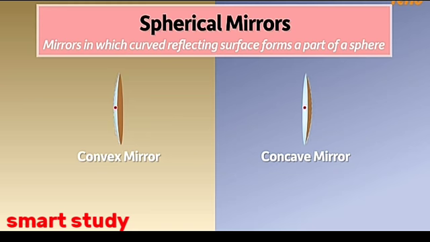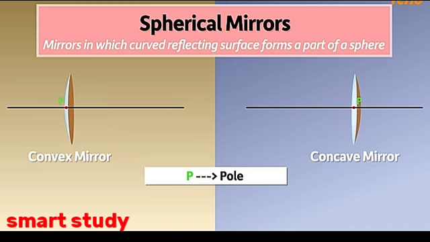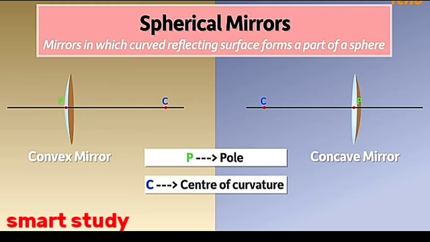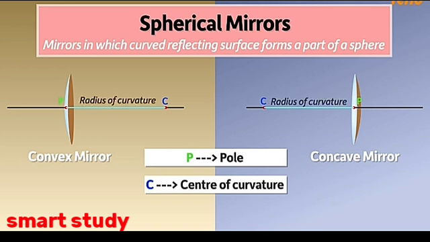The center of the reflecting surface is called the pole. The center of a sphere of which they form a part is called the center of curvature, and the radius of that sphere is called the radius of curvature. CP here is the radius of curvature. Note that for a concave mirror, the center of curvature lies at the front of the reflecting surface, whereas for a convex mirror, it lies at the back of the reflecting surface.